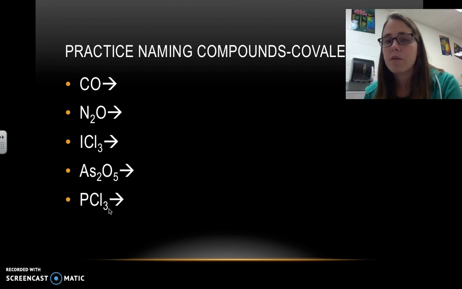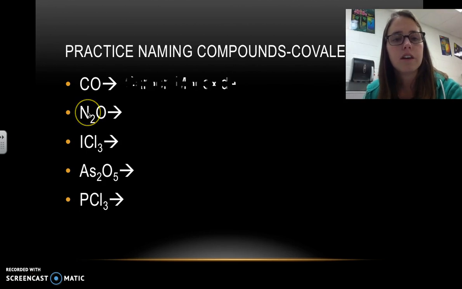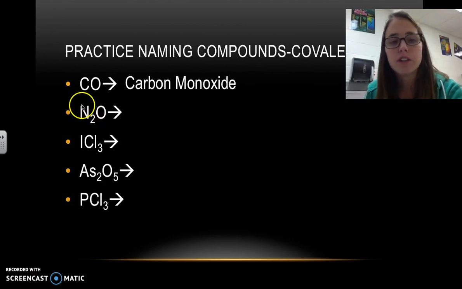Now the covalent compounds, here's where we use the prefixes. So here we only have 1 carbon. Remember, if it's the first atom in there, we don't add a prefix, so it's going to be carbon. And then we only have 1 oxygen, so it's going to be carbon monoxide. Here we have 2 nitrogens, so we're going to use the prefix di because it means 2. So dinitrogen, and then we use the prefix for 1, which is mono, and then oxide. So dinitrogen monoxide.